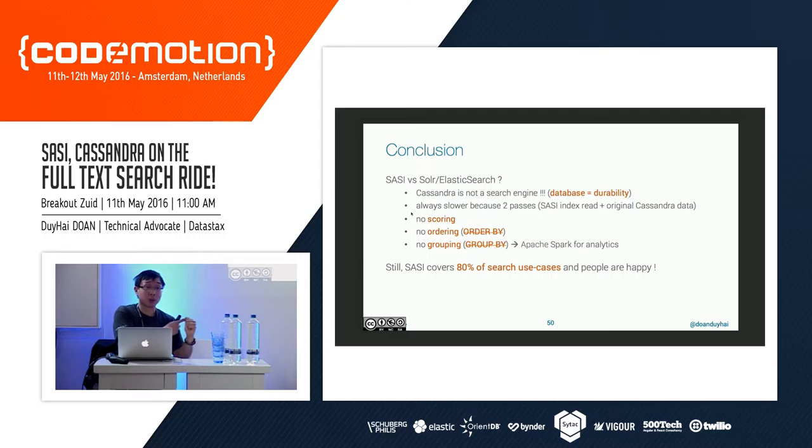There is no scoring because we don't use Lucene. There is no ordering. Sorry, you are disappointed. I know, I am too. But there is no ordering unless you fetch all the data. But say 36 million rows, nobody wants to fetch 36 million rows unless you are doing analytics, of course. So there is no ordering and there is no grouping. If you don't need those three features, and you need full text search and advanced multi-criteria search, yes, SASI is a good fit for you.